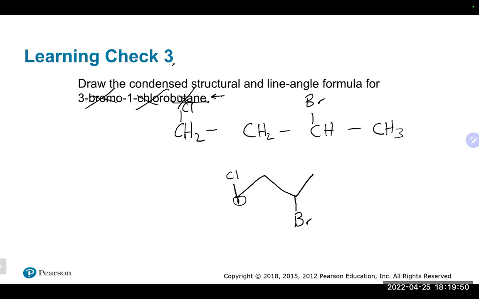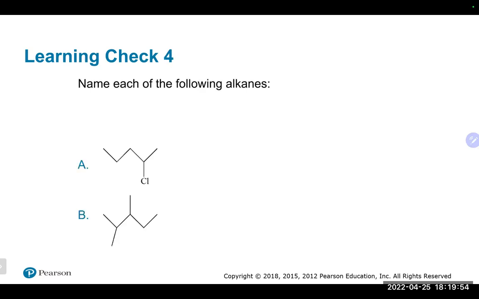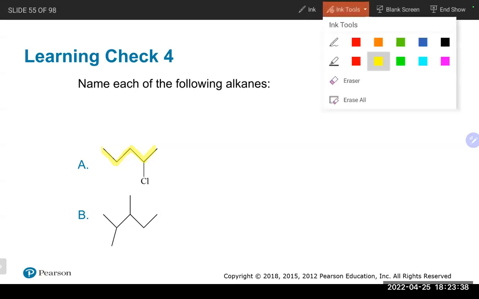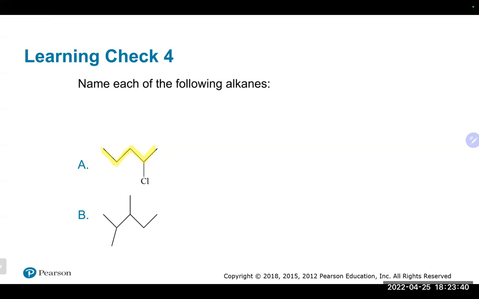All right, so let's try a couple more here, I think. So name each of these, see what you come up with. Okay, let's take a look. So first one, longest carbon chain, 1, 2, 3, 4, and 5. That looks like a winner there. So 5 would be pentane.